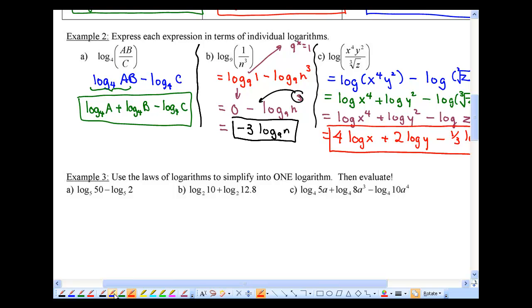Minus. Oh yeah, what could that be? Minus is the same thing as division. So that's 50 divided by 2. Well, 50 divided by 2 is 25.